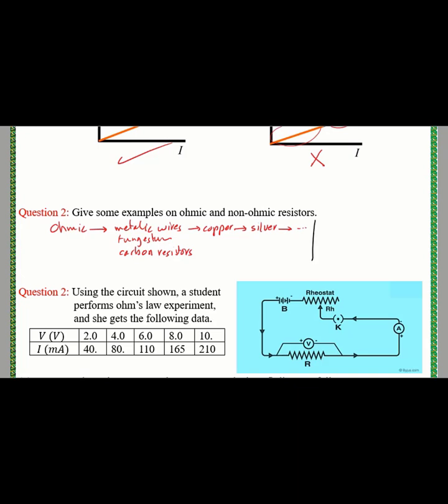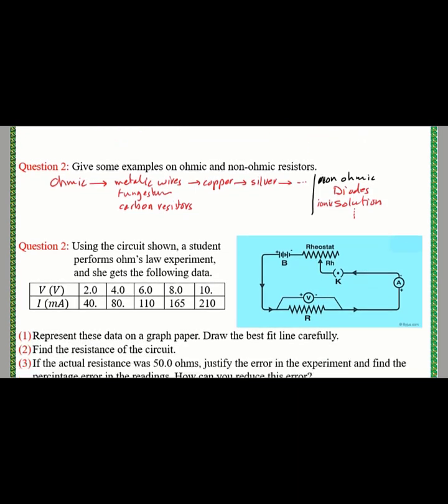For non-ohmic, you have diodes, lamps, solutions, like salt solutions or ionic solutions, and so on. You can go to your book and find some examples. It's very important to get some examples from the book, okay?